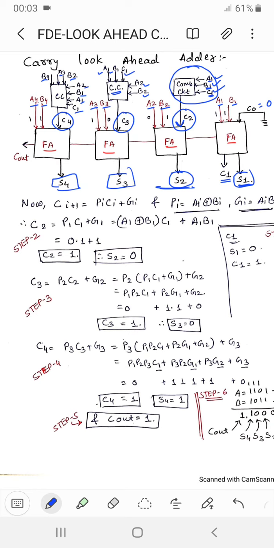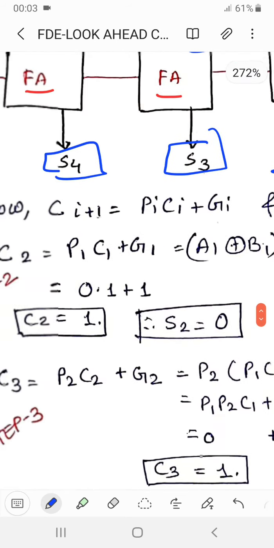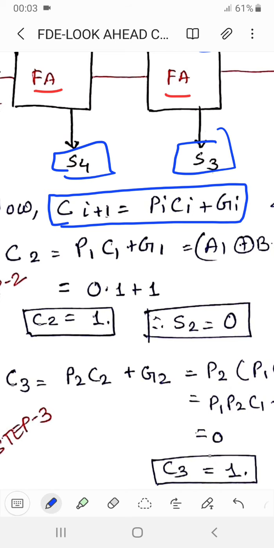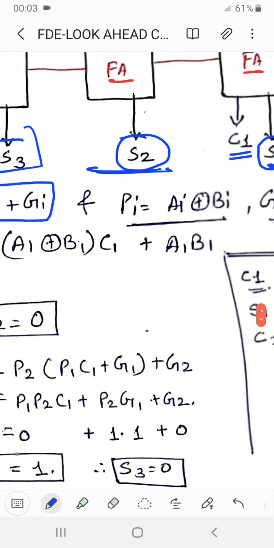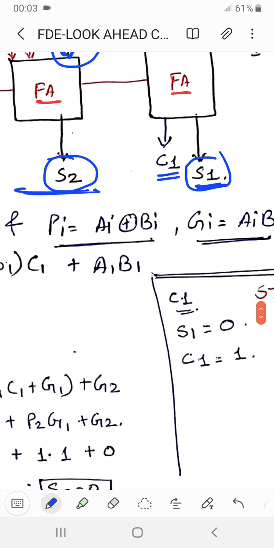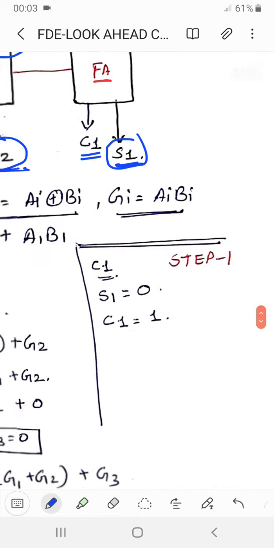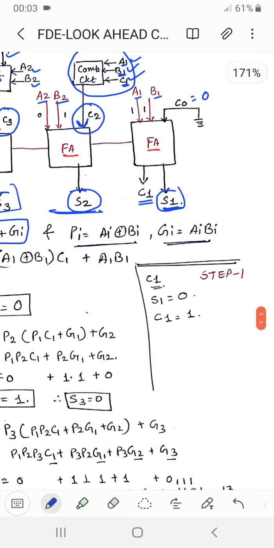Okay, let me check its steps. Keep in your mind, your Ci+1 is nothing but Pi Ci plus Gi. Second point, what is Pi? Your Pi is the XOR operation of your Ai and Bi, and the Gi is the AND operation of your Ai and Bi. Okay, so let me check all the steps of this look ahead carry adder.